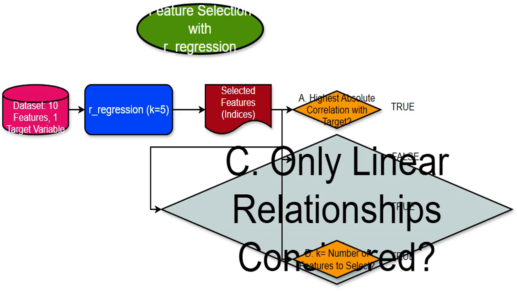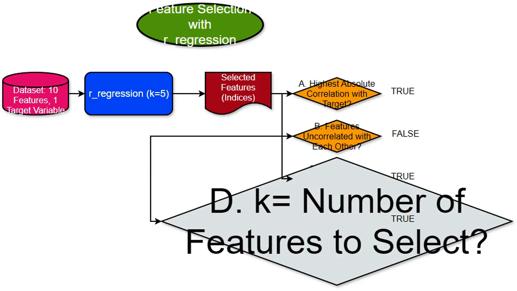r_regression uses correlation, which only measures linear relationships. It won't catch any curved or nonlinear connections between features and the target. Absolutely. I set k equals 5 because I wanted to pick the 5 features with the strongest relationships to my target variable.